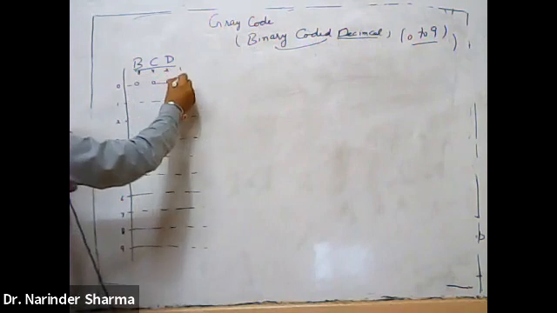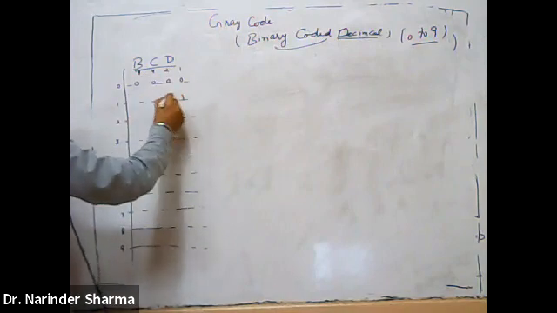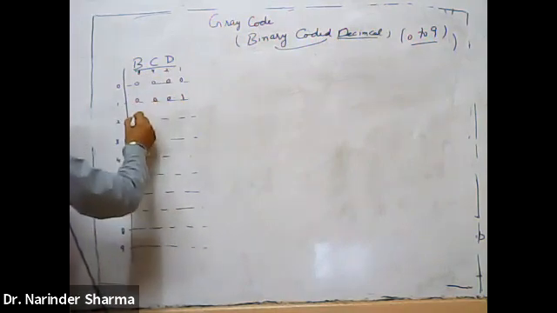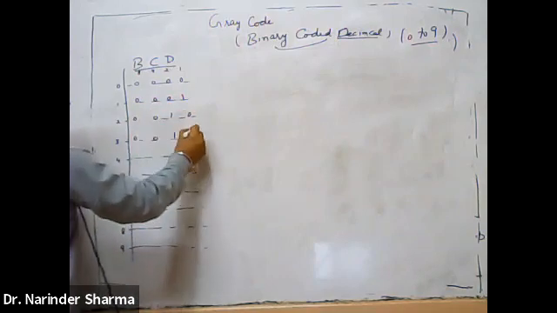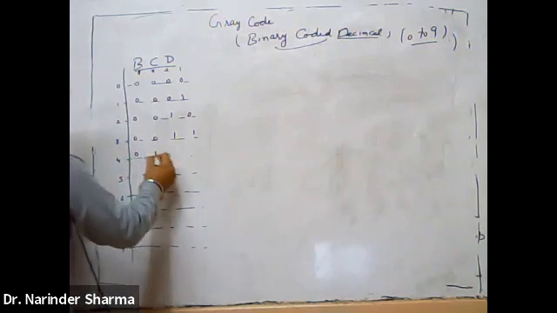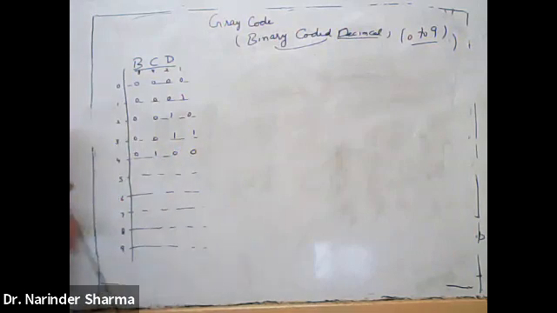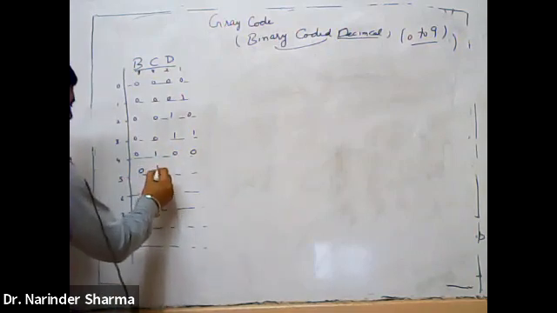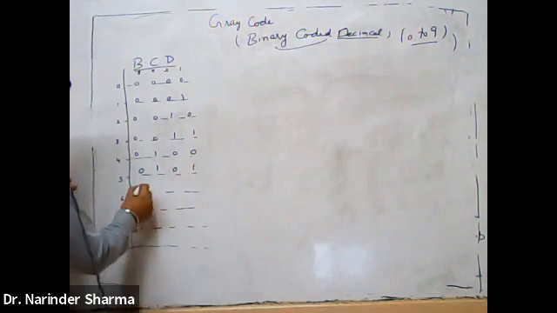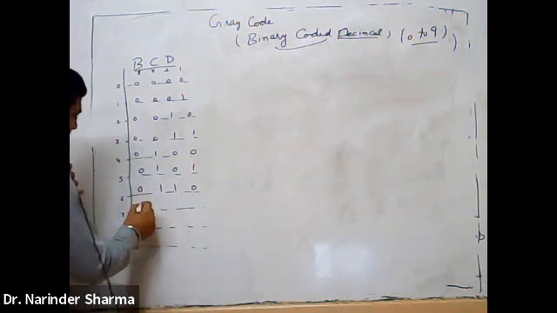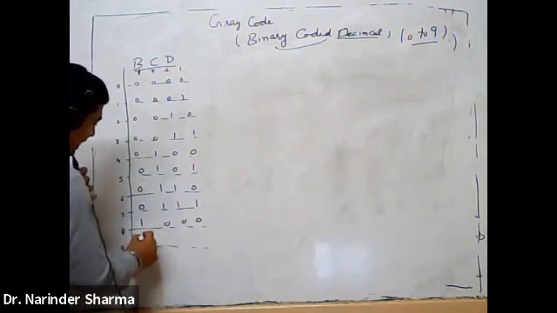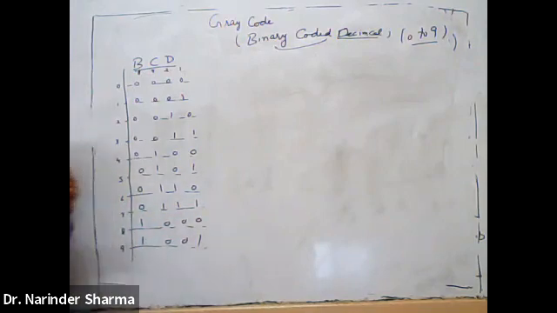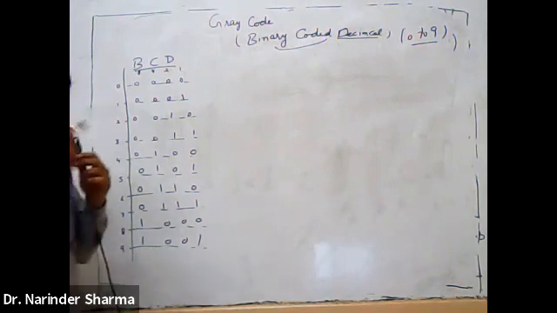For 0, all zeros. 1 is a 1 under 1. 2 has a 1 under 2. 3 is 2 plus 1, so 1 under 2 and 1. 4 has a 1 under 4. 5 is a combination of 4 plus 1. 6 is 4 plus 2. 7 is 4 plus 2 plus 1. 8 is 1 0 0 0 and 9 is 1 0 0 1. So in this way we write the BCD code.